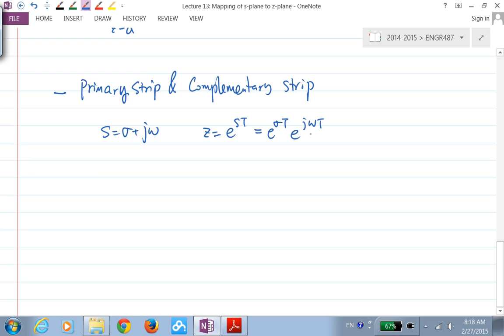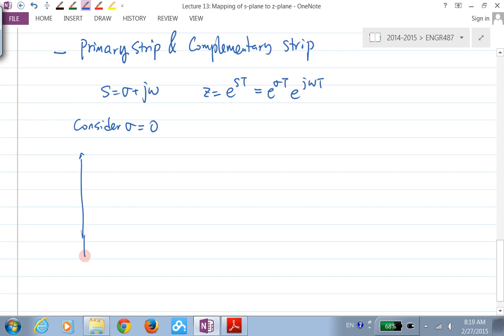So let's consider this. Let's consider sigma equal to 0, a specific case. If sigma equals 0, that means the pole in the S plane is actually on where? On the imaginary axis, right? So if this is the S plane, now we're looking at a pole on the imaginary axis. This is the imaginary axis, and this is the real axis.